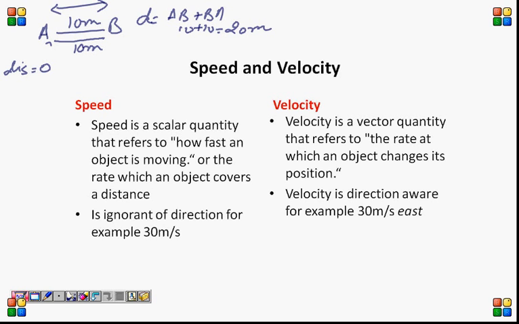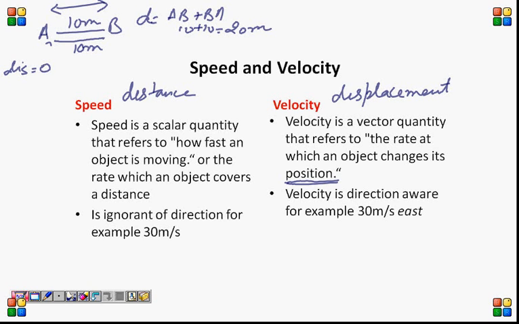In comparison, velocity is the rate at which an object changes its position. Kindly note this word, it says position. It's the same difference that distance and displacement have. So in speed, we are talking about distance. In velocity, we are talking about displacement. This is the basic difference between speed and velocity.